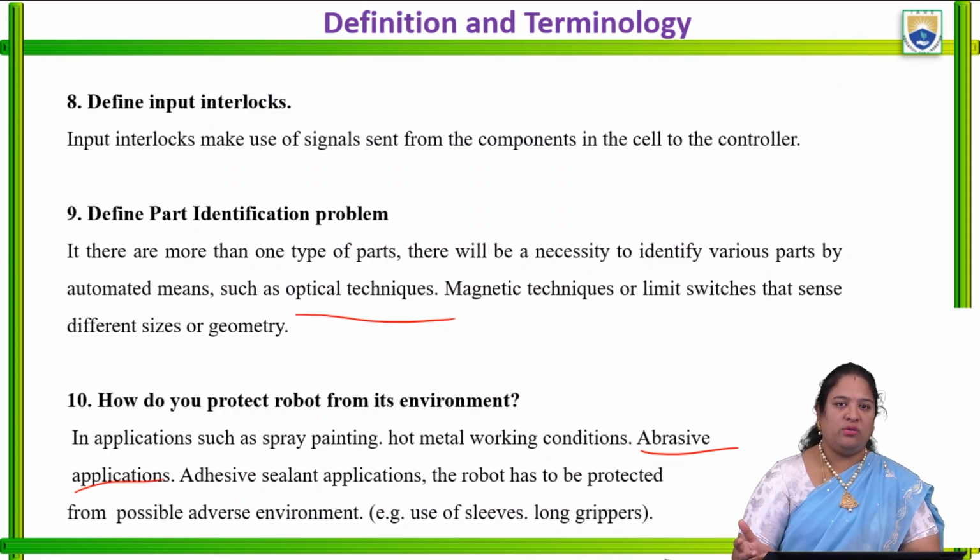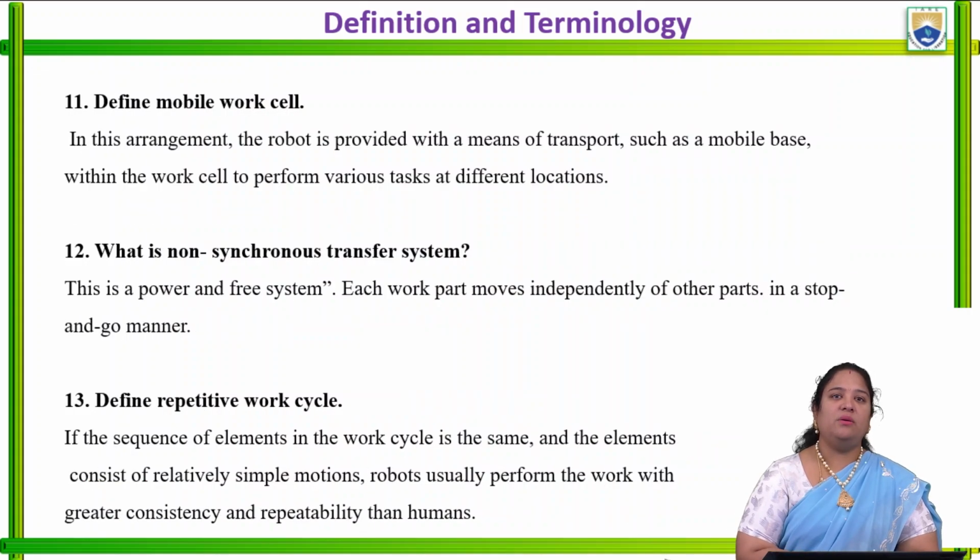It gets short circuited or it gets rusted. So we need to take care of the robot in various different environmental conditions. That will be done with the help of spray painting, hot metal working conditions. We need to take care. That will be done with the abrasive application or adhesive sealing application. For example, near the sleeves of the robot or near the end effector or the gripper of the robot, we will be using protectors to protect the robot from the environment. Next, define mobile work cell.